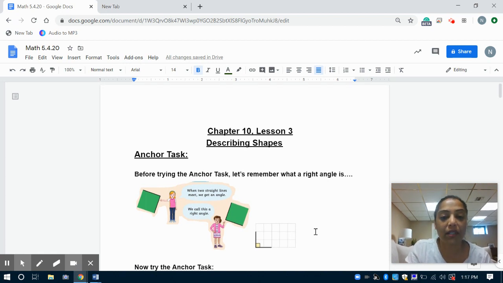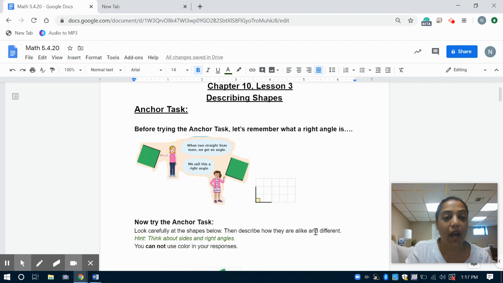So, let's take a look at this document right here that's in your math folder. And it says here, before trying the anchor task, let's remember what a right angle is. This is from a previous lesson. Really important to remember what a right angle is before we go ahead and continue this work for today. So our friend here is saying when two straight lines meet, we get an angle. And you can see how she's showing you on this square, the two lines that are meeting, the two sides that are meeting to form an angle, a right angle. And then our friend here is saying we call this a right angle.